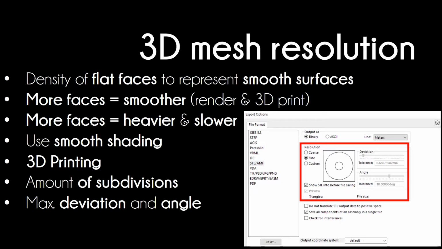Now there's 2 presets, fine and coarse. Now fine works great for most things, but if I want to make a really high resolution render or print, I often set the resolution to custom and adjust the angle up to something a little bit smaller and the deviation as well. So that gives me a lot more triangles and a lot more smoothness in my surfaces.